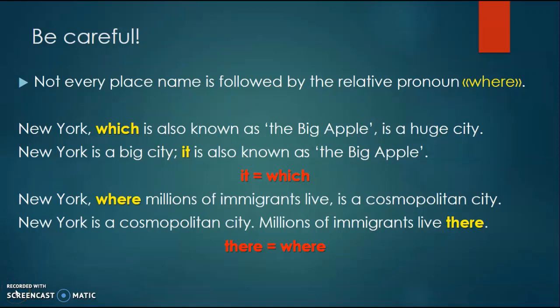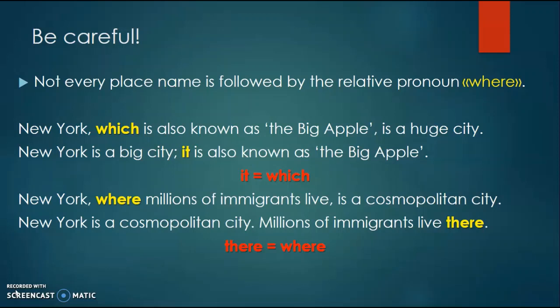Okay, there is one important point we should be careful about. Not every place name is followed by the relative pronoun where. Let's see the first example. New York, which is also known as the Big Apple, is a huge city. In this example, which refers to it in the second sentence below, so using where here is not possible.